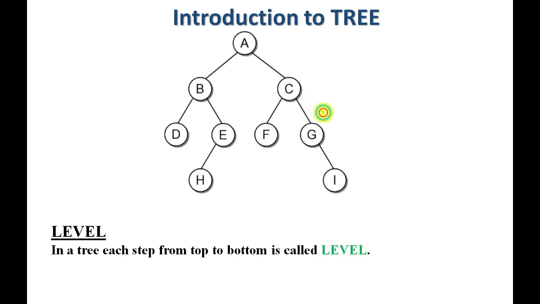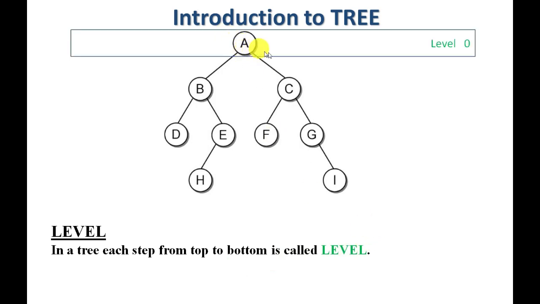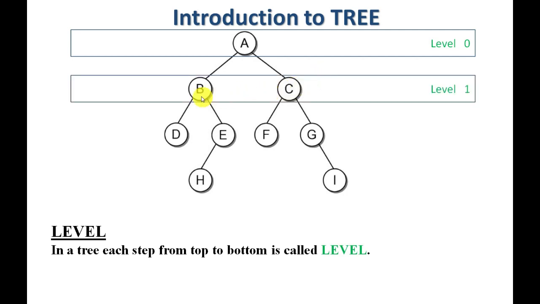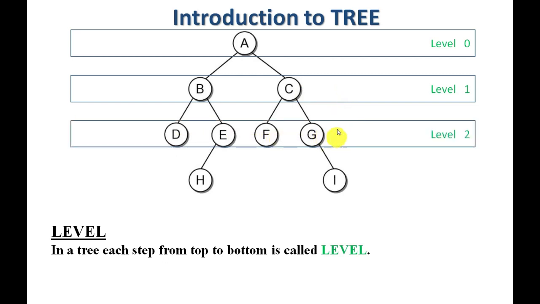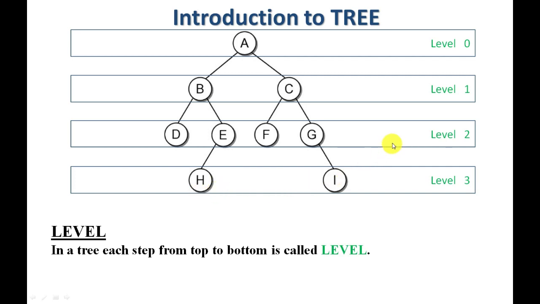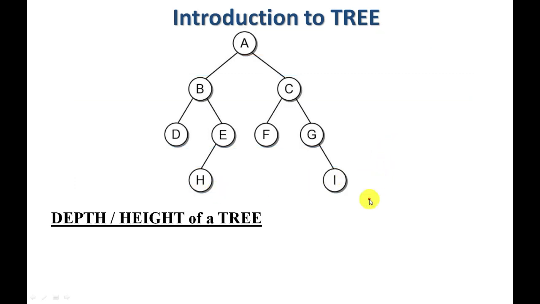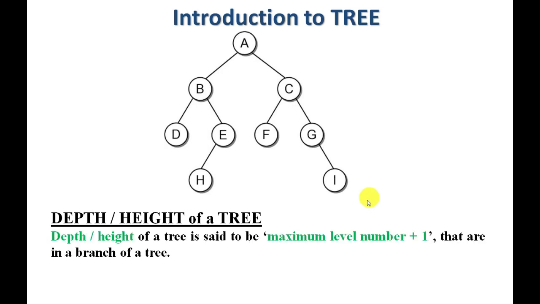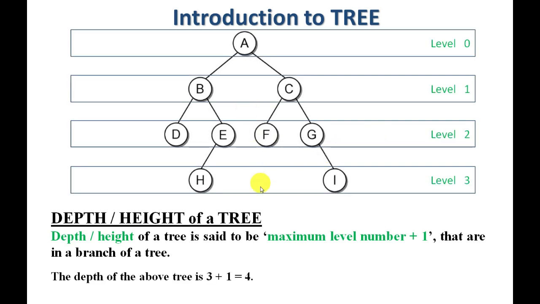Next, level. In a tree, each step from top to bottom is called a level. Here, the root is at level 0. The children of the root are at level 1. The children of the nodes at level 1 are at level 2. The children of the nodes at level 2 are at level 3. Next, depth or height of a tree. The depth or height of a tree is the maximum level number plus 1 in a branch of a tree. Here, the depth of the tree is 4 because the maximum level number is 3 and we add 1 to get the depth or height of the tree.